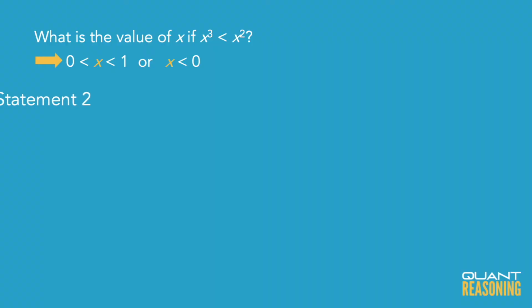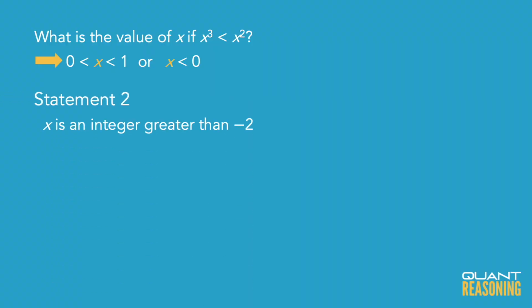Now statement 2 tells us two things. It says that x is an integer, and it also tells us that x is greater than -2. So what are some integers that are greater than -2? It could be -1, it could be 0, it could be 1, it could be 2, it could be 3, etc.